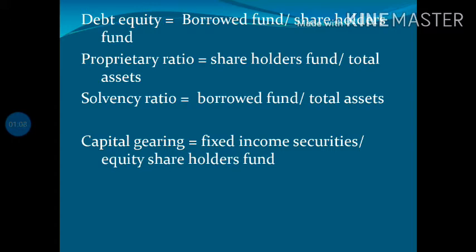This is how we will calculate shareholders fund. And the second equation is the proprietary ratio. Proprietary ratio is equal to shareholders fund, the same amount, equity plus preference plus reserves and surplus, divided by total assets of the company. Solvency ratio is calculated using the equation borrowed funds. Borrowed funds means debenture, bond, long-term loans, etc. Borrowed fund, that is borrowed capital, divided by total assets.